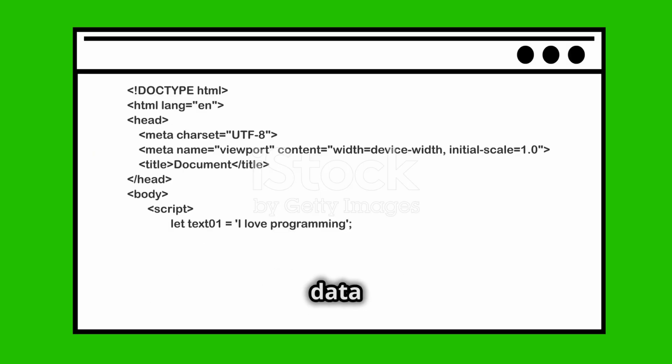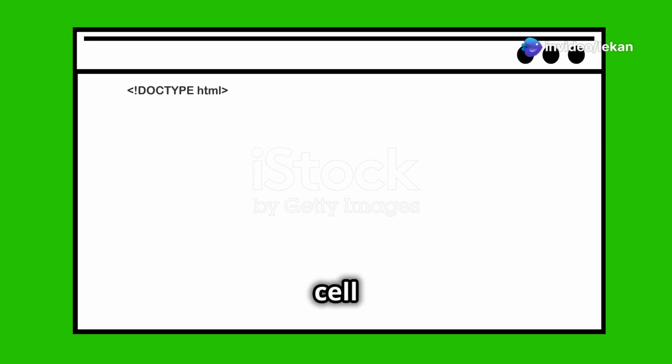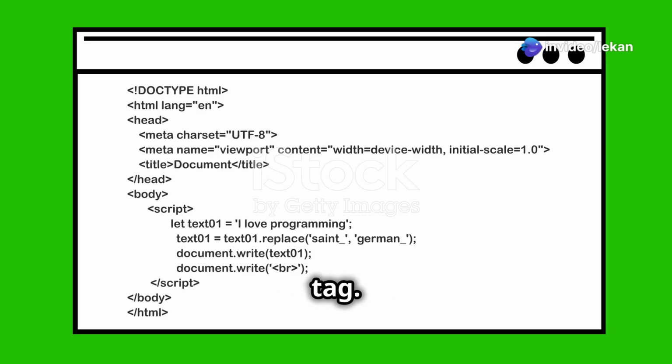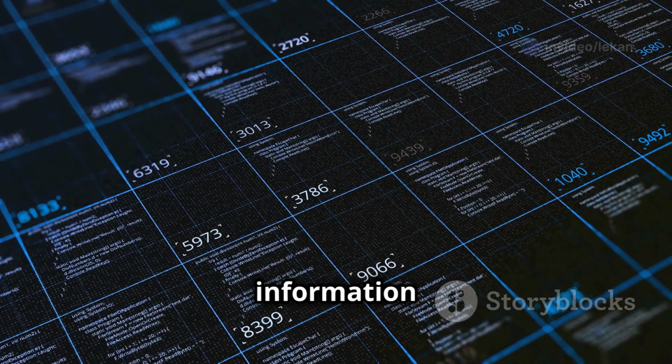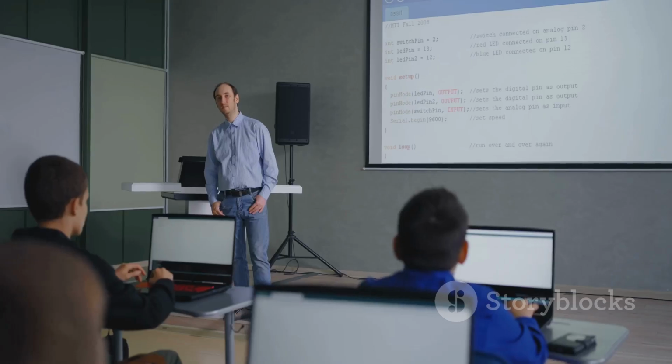Tables are great for displaying data in rows and columns. We use the tag to create a table. Each row is defined using the tag, and each cell within a row is defined using the tag. Lists and tables help you organize information logically and make it easier for users to read and understand.